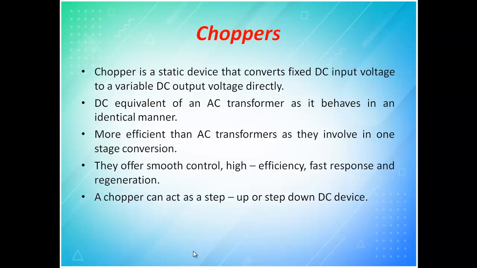So this conversion of heat leads to a reduction in output power when compared with input power. Okay, a chopper is the DC equivalent of an AC transformer, as it behaves in an ideal manner. So ideally speaking, you say a chopper is like a transformer. So in a transformer, what do you do? You do step up or step down of AC voltage.